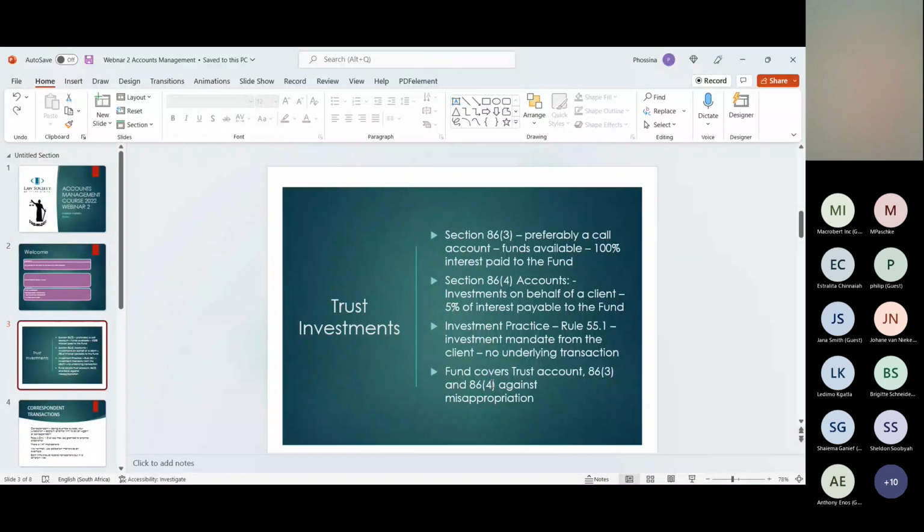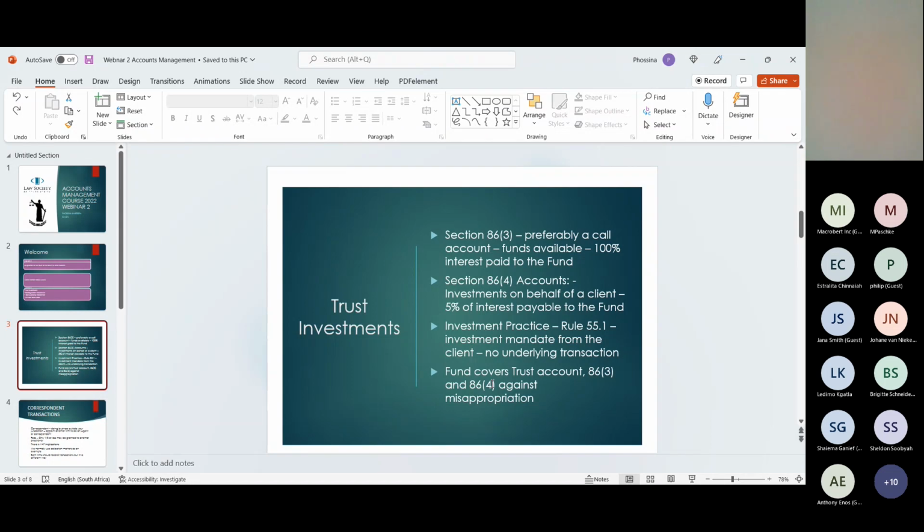When the transaction is finalized, you recall the funds, they come back into the trust account, and then thereafter account to the client, and then you pay over the interest, or if agreed, you can utilize the interest to offset against any shortfall that the client might be having. And then you can tell the client to pay the difference. Okay, so that's a section 86(4).